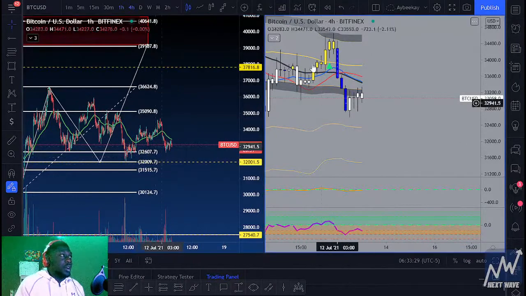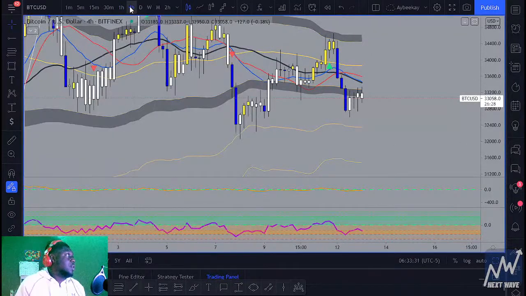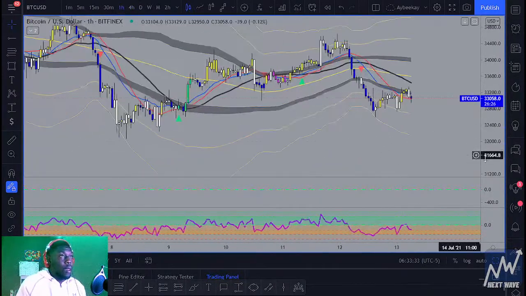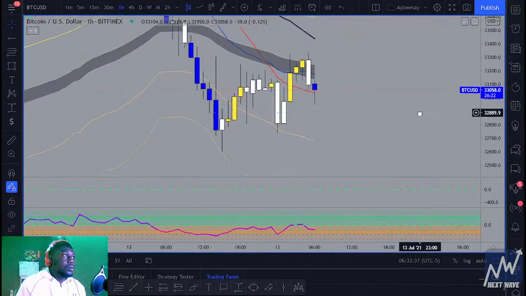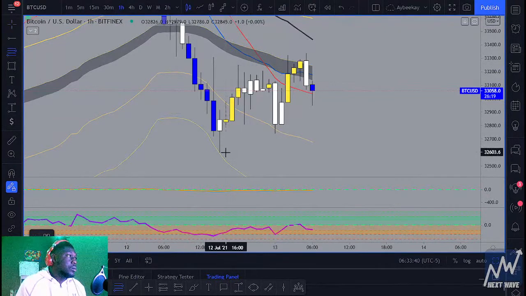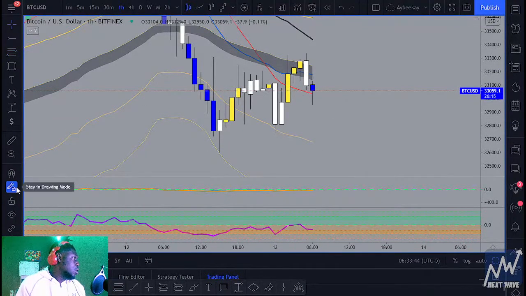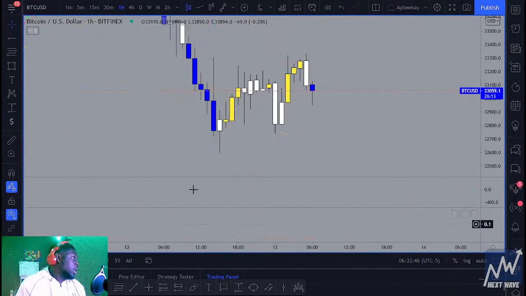And let me show you guys this right here too. 1-hour time frame. Let me get rid of, hide indicators.